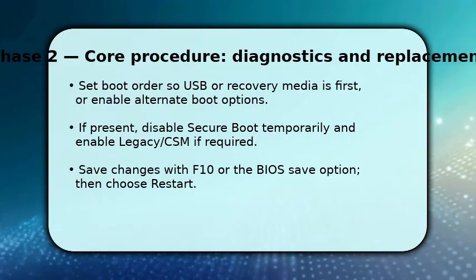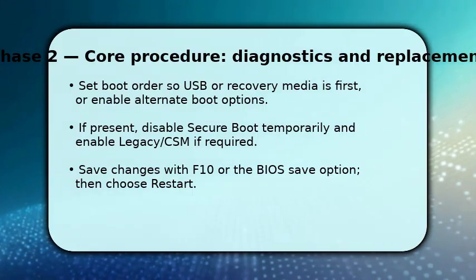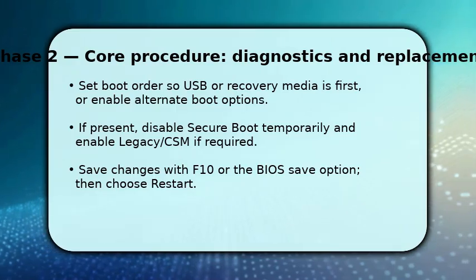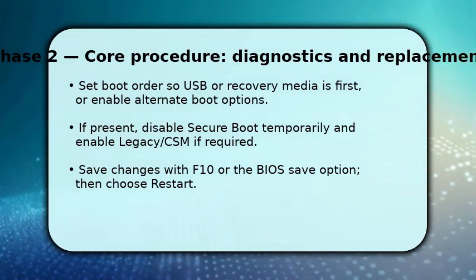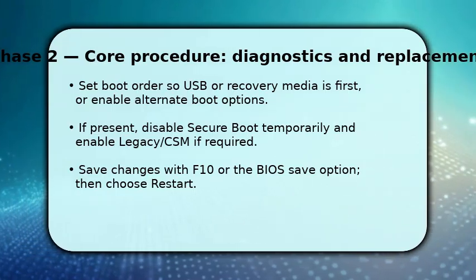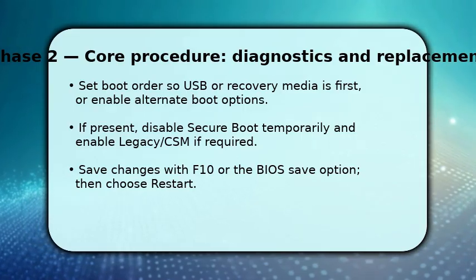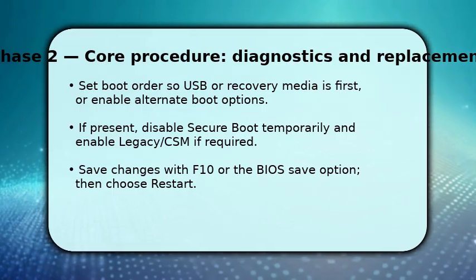Once done with initial notes, navigate to boot or security menus and change the boot order so your recovery USB or optical drive is first. Make sure to disable Secure Boot temporarily if Windows recovery tools won't load. Enable Legacy/CSM only if your recovery media needs it. These steps let the machine load a recovery environment outside the installed OS.